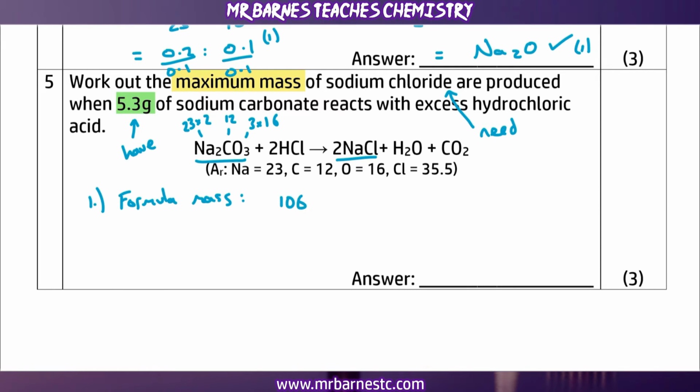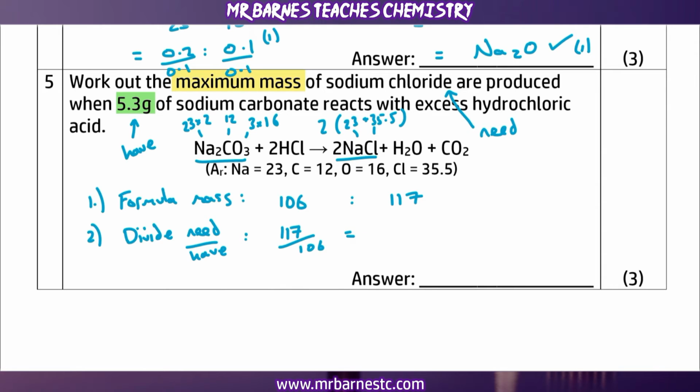That gives me 106. Sodium chloride, I've got 1 sodium and 1 chlorine, but I've got 2 lots of the molecule. So it's 23 plus 35.5, and then double that gives me 117. I now divide the thing that I need by the thing that I have. I need the sodium chloride, 117. I have sodium carbonate, 106. So 117 divided by 106 is 1.1. And then finally, I times that number by my mass in grams. So 1.1 times 5.3 gives me 5.9 grams.